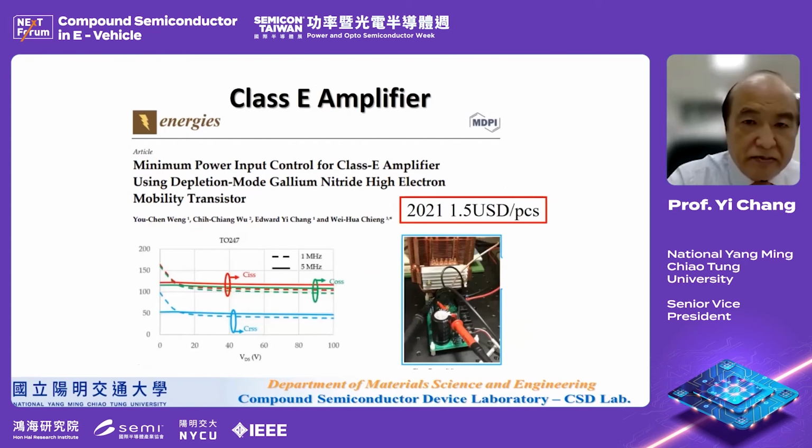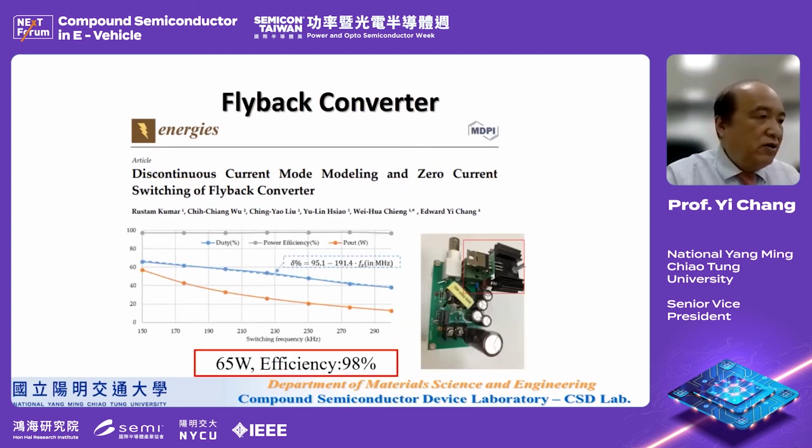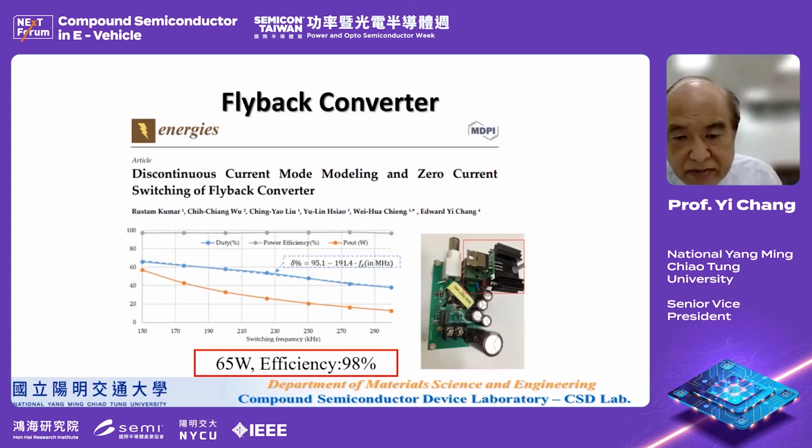And then the next example is a Class E amplifier, and this one is for wireless transfer applications, and it's very low cost. According to our estimation, this year we can make it for about 1.5 USD per piece. And finally, the flyback converter, which can be used for AC/DC conversion. The example we have is 65 watt, and efficiency is up to 98%.